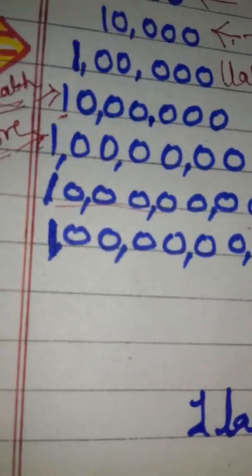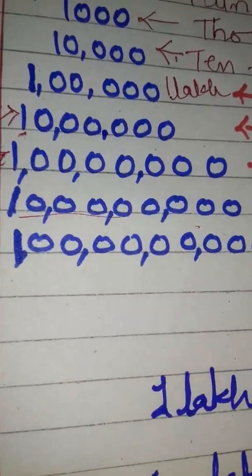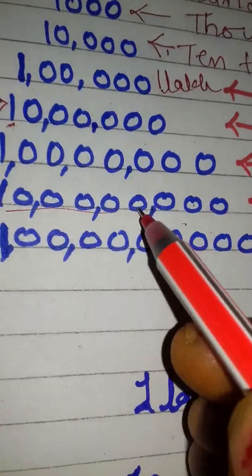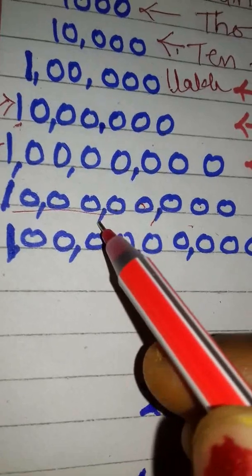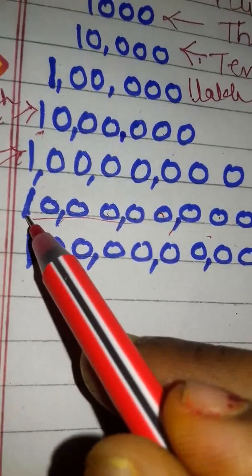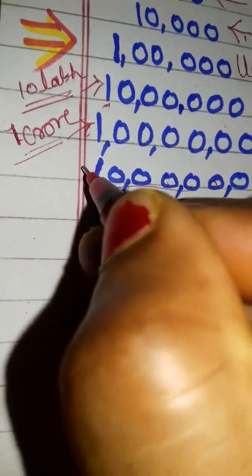So how will we read this large number according to the Indian place value chart? Ones, tens, hundreds, comma, thousands, ten thousands, comma, lakh, ten lakh, comma, crore, ten crore. So this we will read as 10 crores.